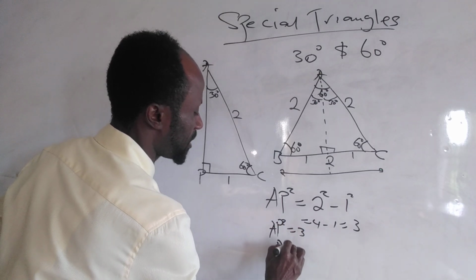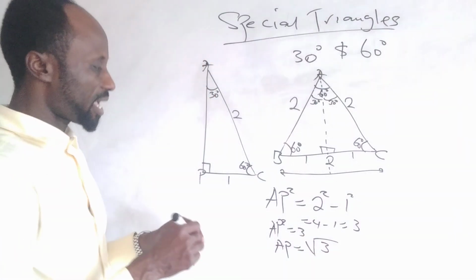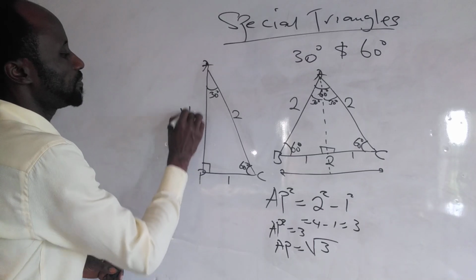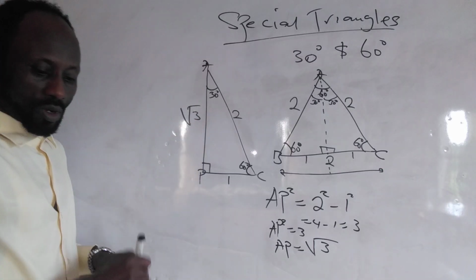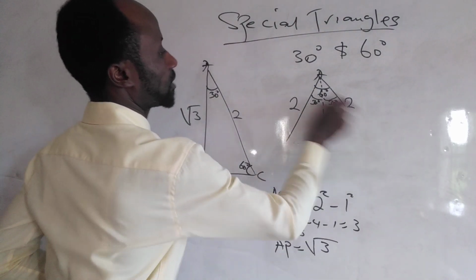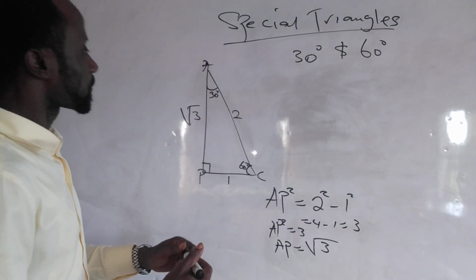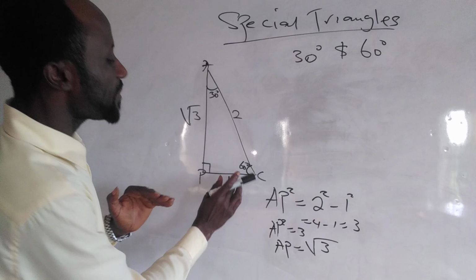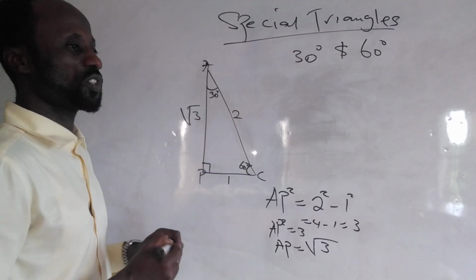Then what is my AP? AP will now be the square root of 3. Meaning that this AP becomes the square root of 3. Alright, let me remove this. Now I want to obtain the ratios of 60 degrees.